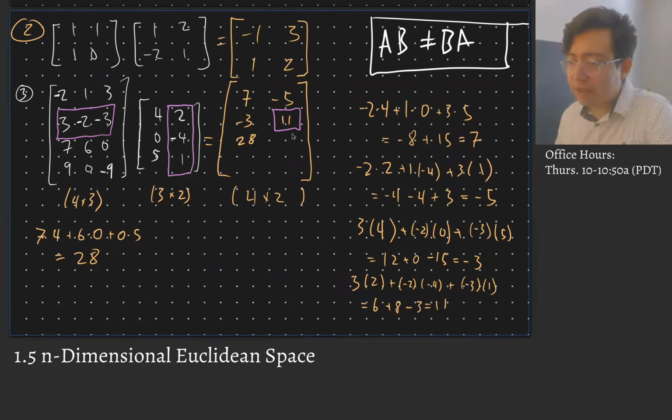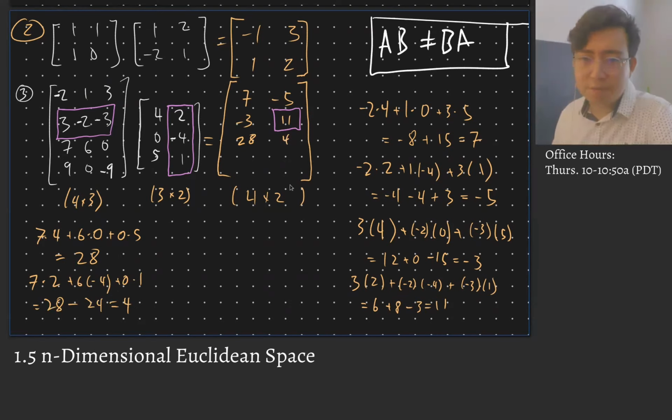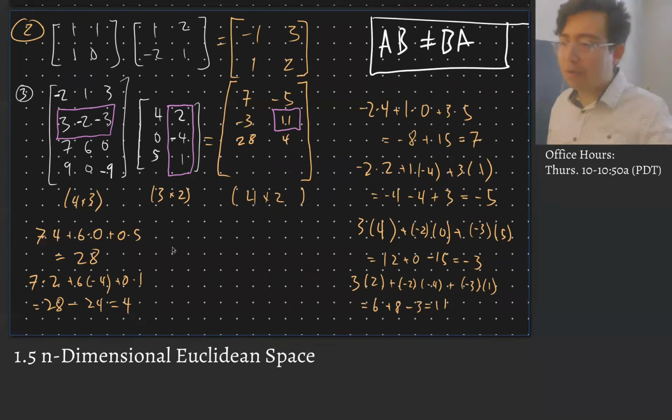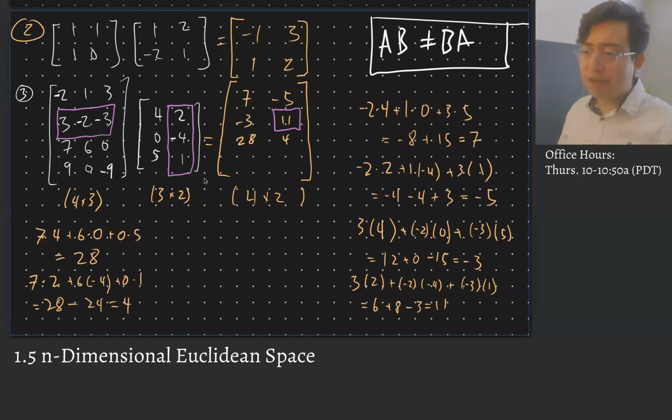Now this next one here, that's going to be the same row, but now the second column instead. So that's 7 times 2 plus 6 times -4 plus 0 times 1. So that's 28 minus 24. So that's just 4. So we get a 4 in that entry there. Cool, cool, cool. Almost done. We're in the final stretch now.